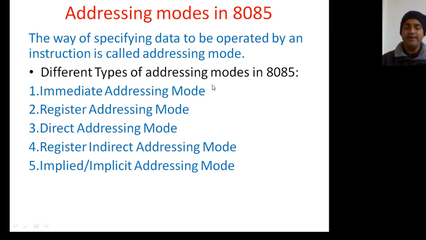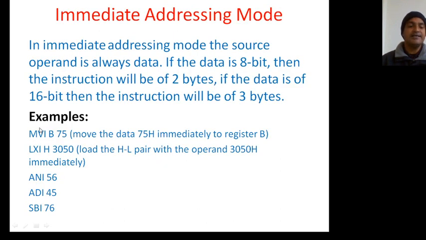Now come into immediate addressing mode. You are already aware its last letter is I, then it will be immediate addressing mode. In immediate addressing mode, source operand will be either 8 bit data or 16 bit data. In immediate addressing mode the source operand is always data.